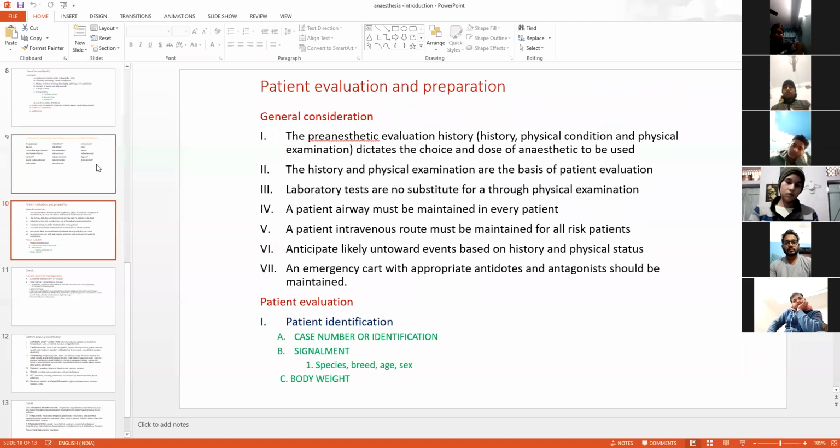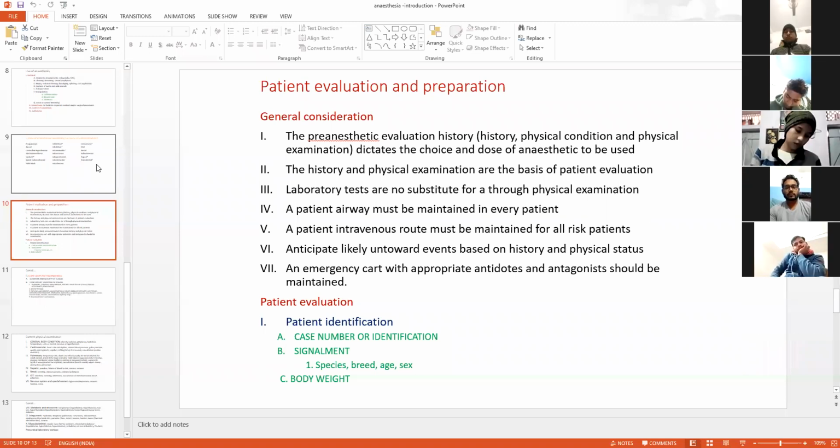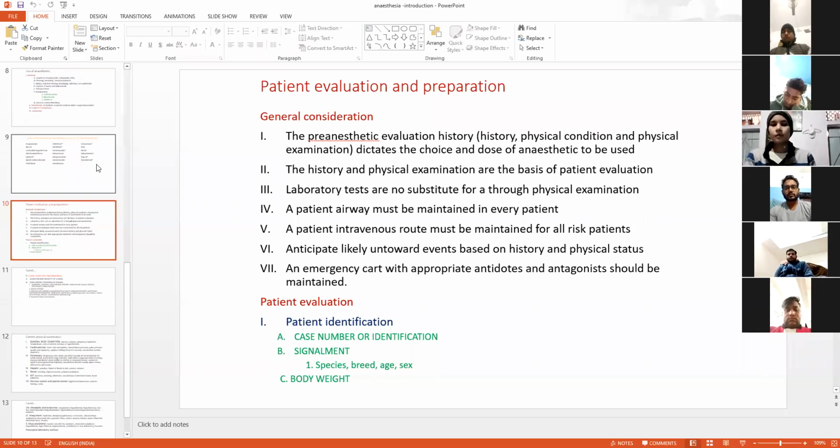Now, patient evaluation and preparation, general consideration. If an animal comes to you, then first of all, you have to evaluate history. What is the history of past drug administration? What was the previous history? How was the animal behaving? What is happening now? Physical condition, whether the animal is fatty, or lean and thin. This is also important to consider for your anesthetic protocol. History, physical examination, laboratory test.